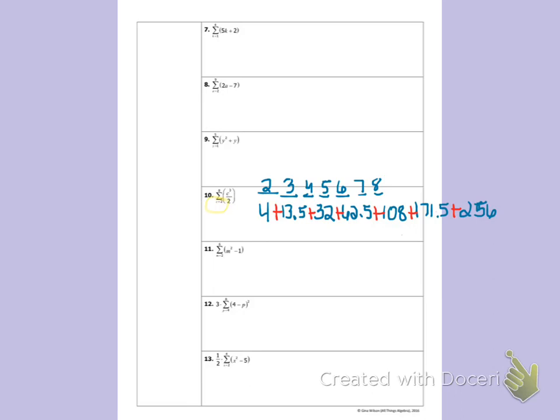So I have one more thing to do. I'm going to take a second, pause the video, and use my calculator to add these up. And I got 647.5. So the sum of the terms, the second term through the 8th term, is 647.5.